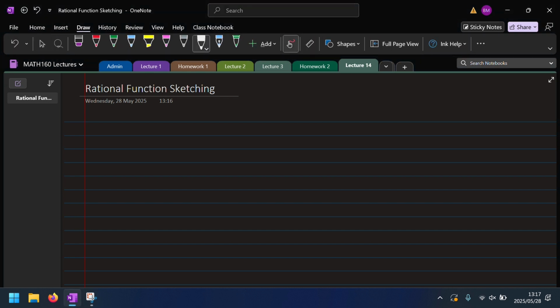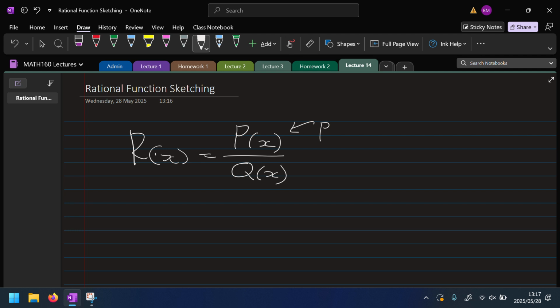A rational function, let's say R, is given by the quotient of two polynomials. So we can write it as some polynomial P divided by some polynomial Q, whatever degree they are. So we have R of X is some polynomial P of X divided by some polynomial Q of X. The top is a polynomial, and the bottom is some other polynomial.